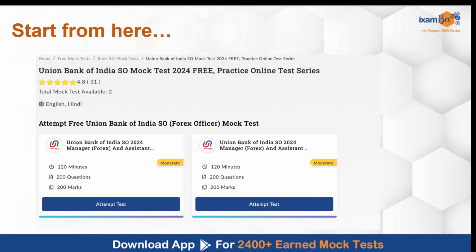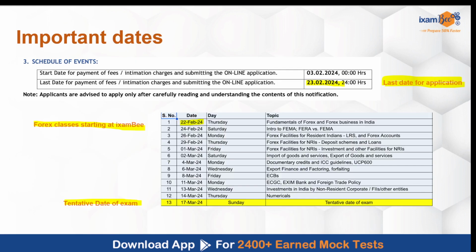If you want to practice more questions and understand this particular exam, 2 mock tests are freely available on our iXambi website. You can visit our website under free mock tests. You will be able to find mock tests for Union Bank of India Forex Officer. You can go ahead and practice these and understand your level of preparation. So that's about the tests and the questions from the past year. Certain questions I have covered over here.